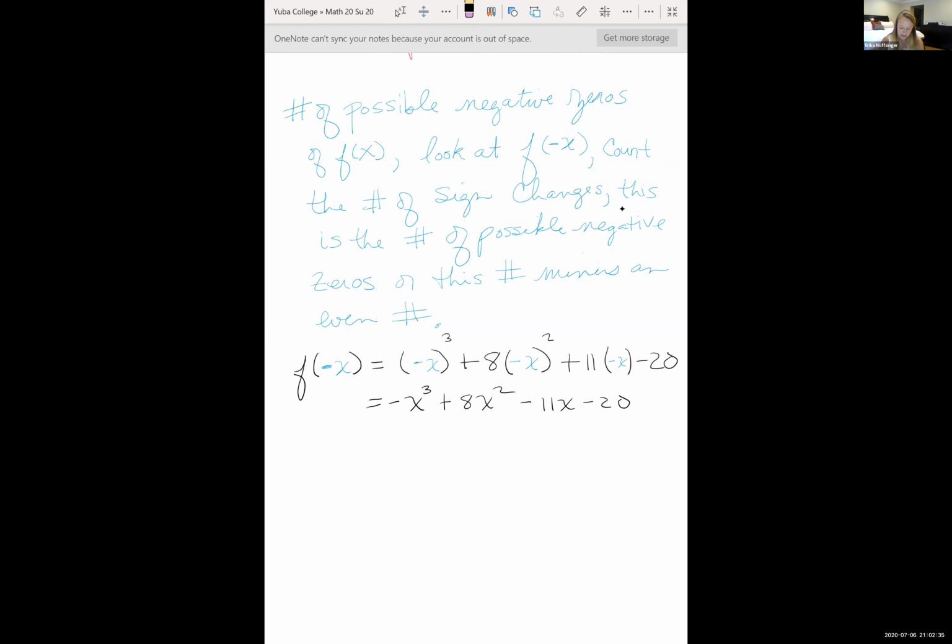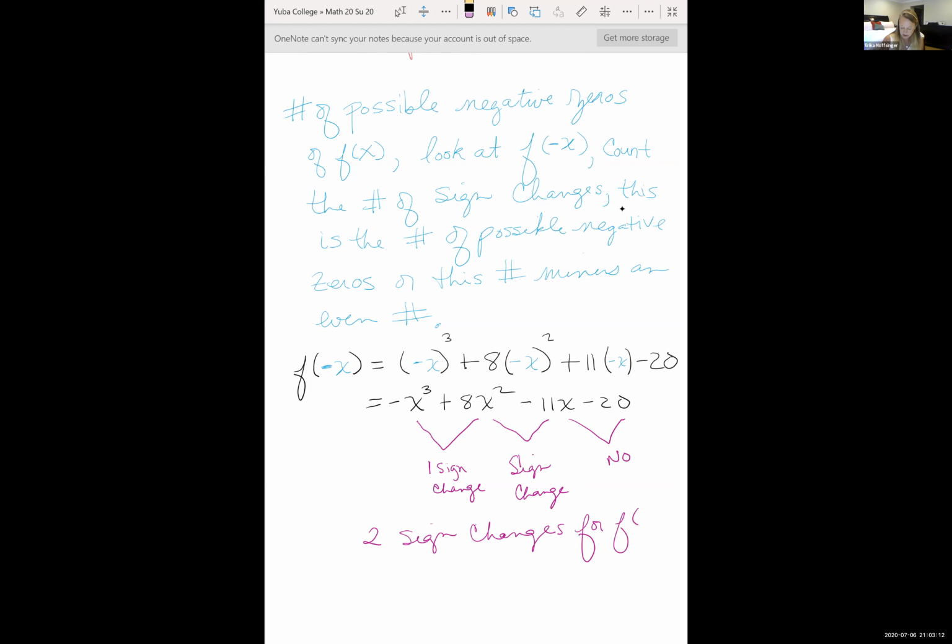And so I have a negative x cubed to a positive 8x squared. So this is one sign change. I have a positive 8x squared to a negative 11x. So this is another sign change. And then negative 11x to negative 20 is not. So I have two sign changes for f of negative x.